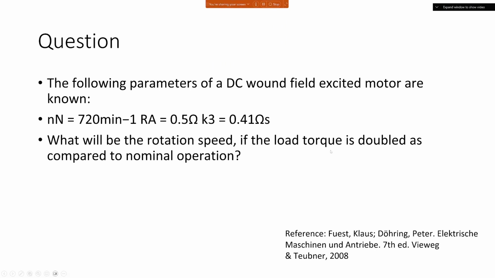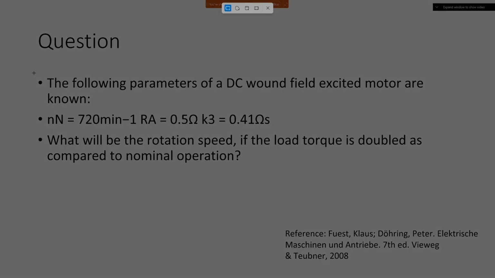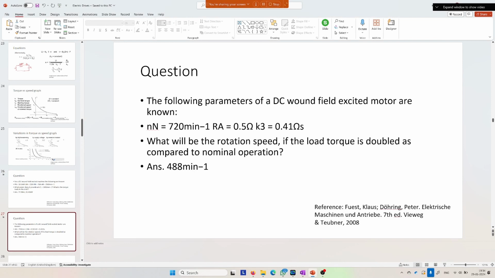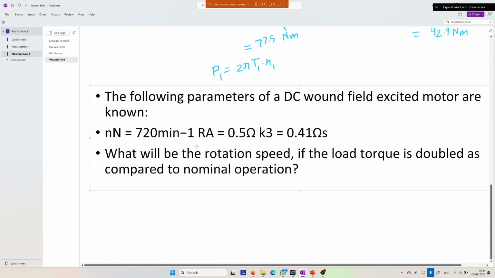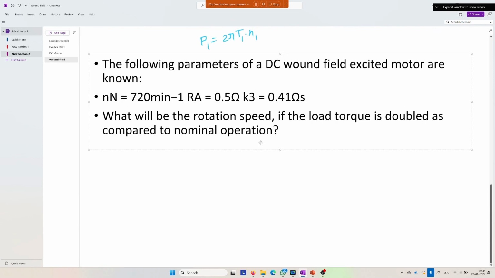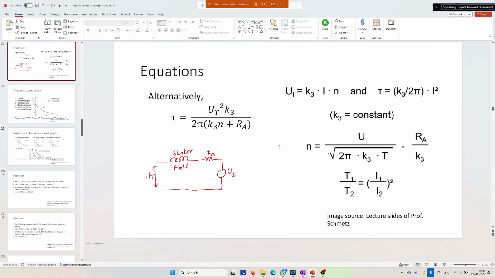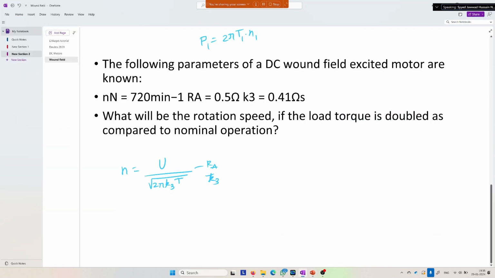I will solve right here. To solve it here is hard to share. Okay, so we know that it's torque on the left side. N is U divided by root of 2 pi K3 T, minus RA by K3, right? Is that correct? Yes, this equation is correct.